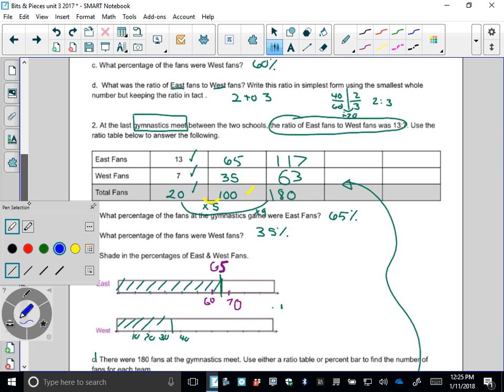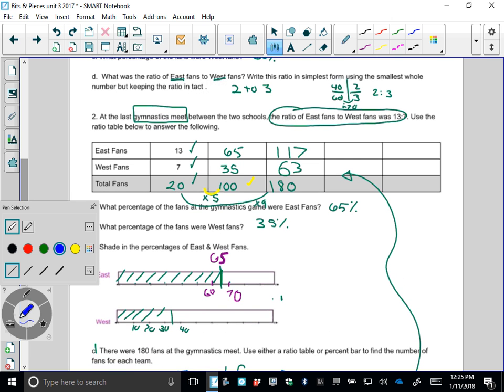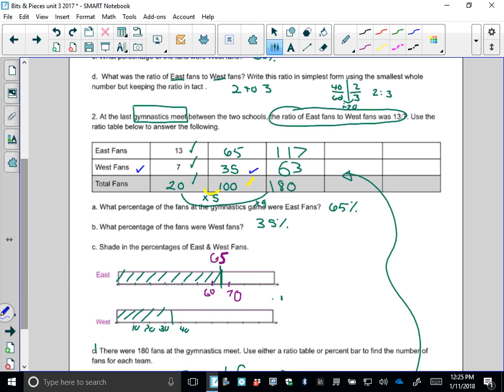So we found out that 35% of the fans were West, and that 65% of the fans were East, because remember, percent is per 100. And so we simply changed that 20 to 100 by multiplying by 5.